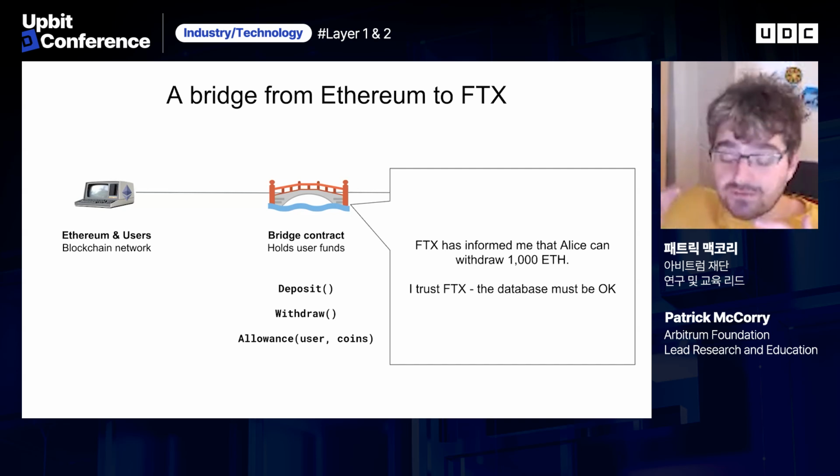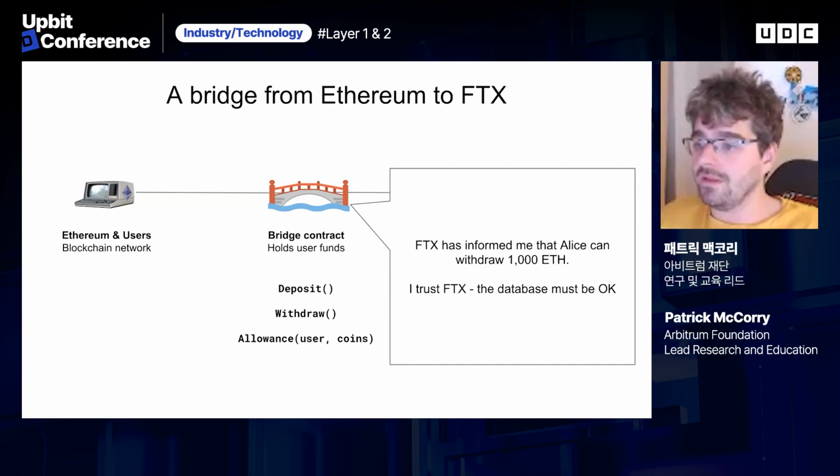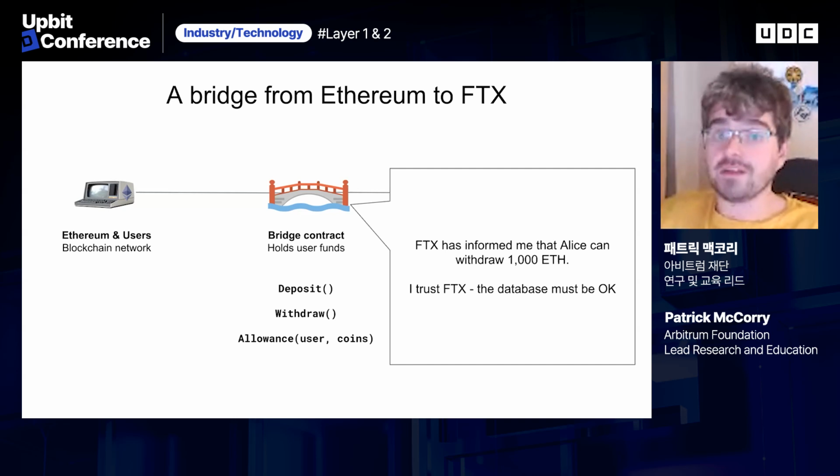Now, from the bridge's perspective, the bridge is holding all of these funds, and it should only release the funds if it's certain or if it's confident that the off-chain database is correct as well, all the funds are accounted for, all the liabilities are accounted for, and Alice indeed owns 1,000 ETH, and she's entitled to this 1,000 ETH.